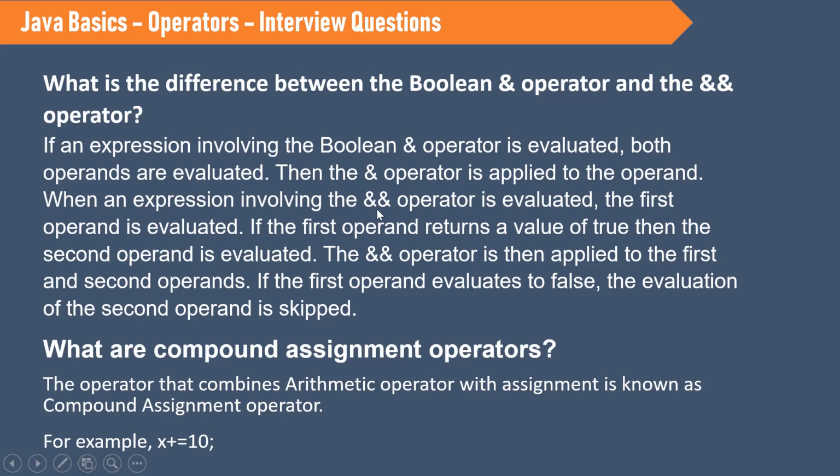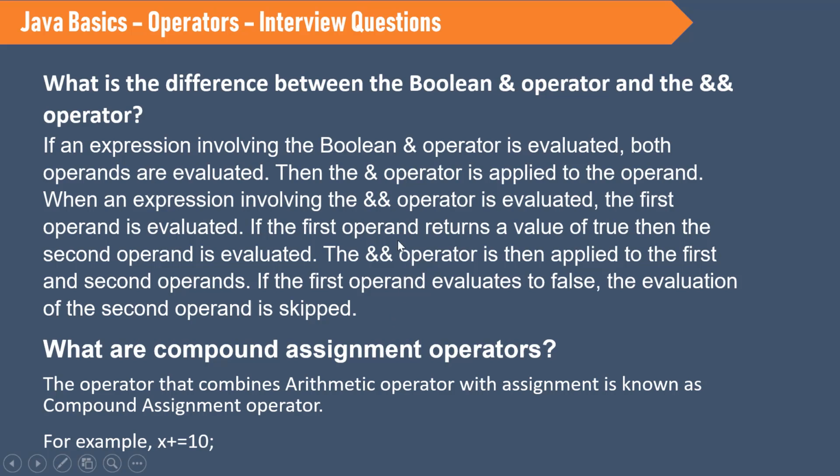When an expression involving the logical AND operator is evaluated, the first operand is evaluated. If the first operand returns a value of true, then the second operand is evaluated. The logical AND operator is then applied to the first and second operands. If the first evaluates to false, then the evaluation of the second operand is skipped. So let me explain you clearly.